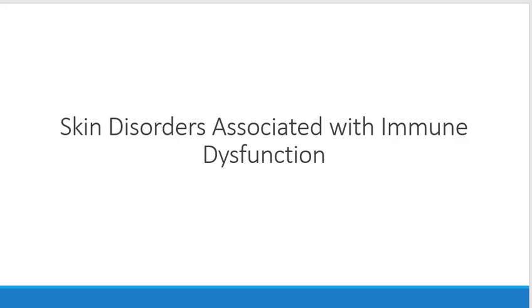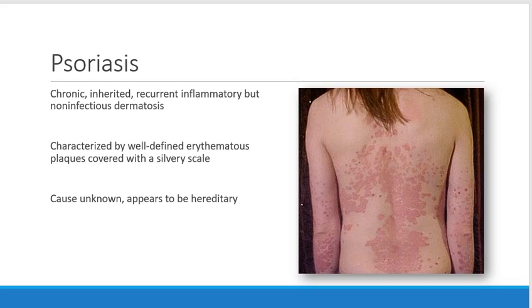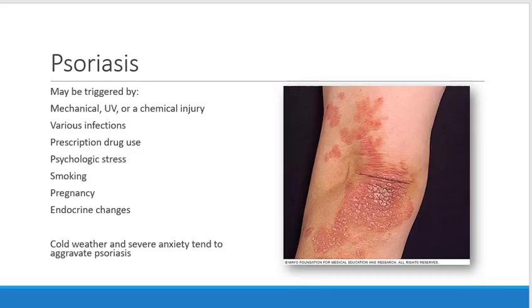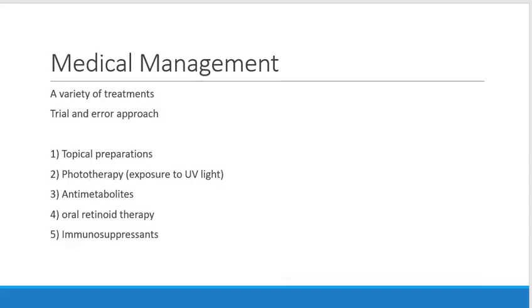Let's look at some skin disorders associated with immune dysfunction. Psoriasis, this is a chronic inherited recurrent inflammatory but non-infectious dermatosis characterized by well-defined erythematous plaques covered with a silvery scale. Cause is unknown, appears to be hereditary. Psoriasis may be triggered by mechanical, UV, or chemical injury, various infections, prescription drug use, psychological stress, smoking, pregnancy, or endocrine changes. Cold weather and severe anxiety tend to aggravate it.